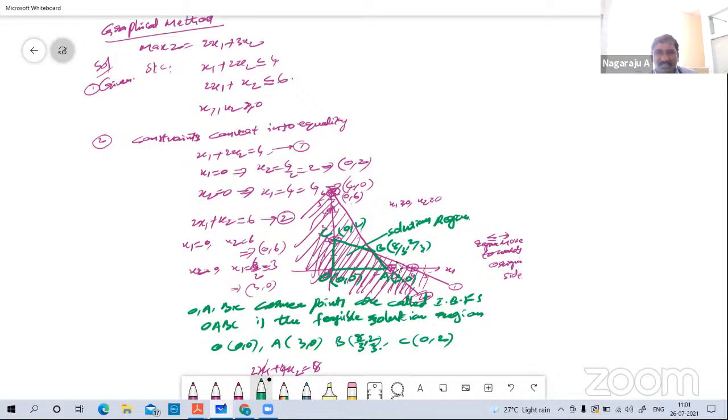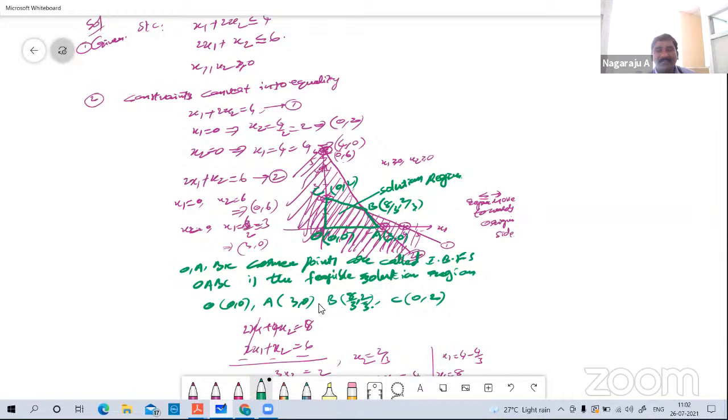The region common to inequality 1 and inequality 2 is called the solution region. In this solution region, the best solution points are the corner points. The corner points are called initial basic feasible solutions. We take here O as (0, 0), the origin, and A as (3, 0), because we already found them using the intersecting points on x1 and x2.